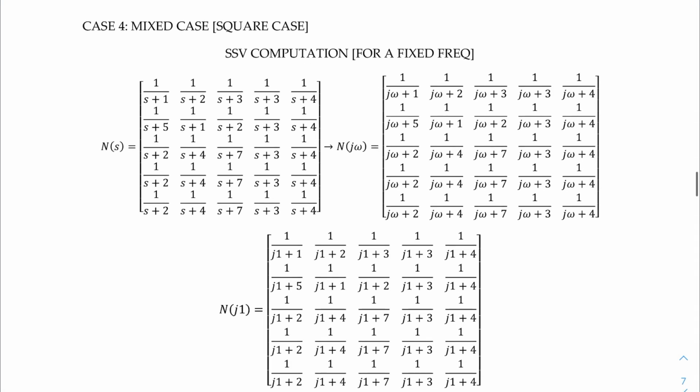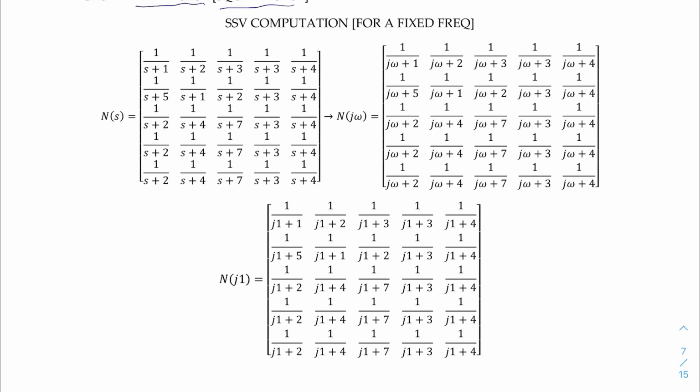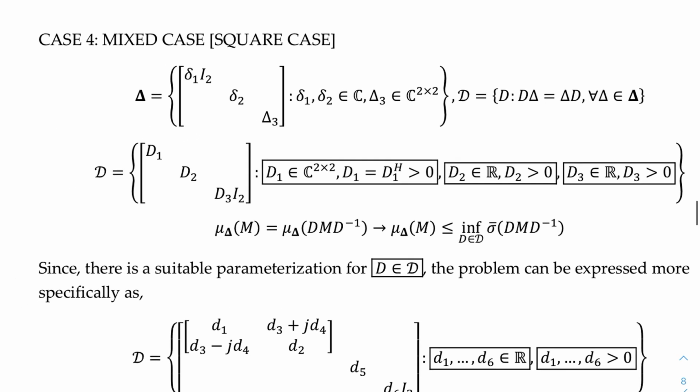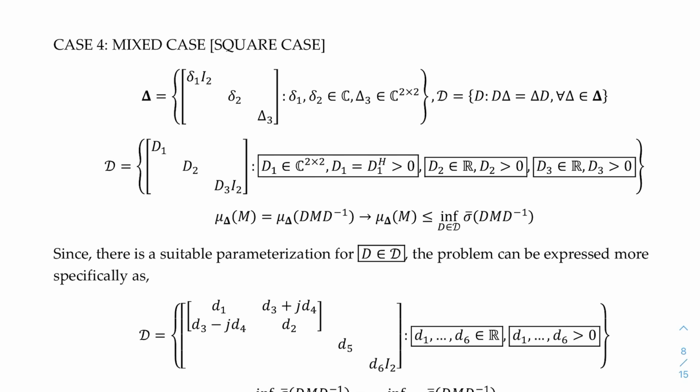Okay, this is the fourth, mixed case, the square case, and this is harder, but compared to the fifth case it's easier and more straightforward. Again, this is our n of s, and for omega equals 1 radian per second, this is our constant complex matrix. What was the dimension? 5 by 5, right? So let's focus on that.